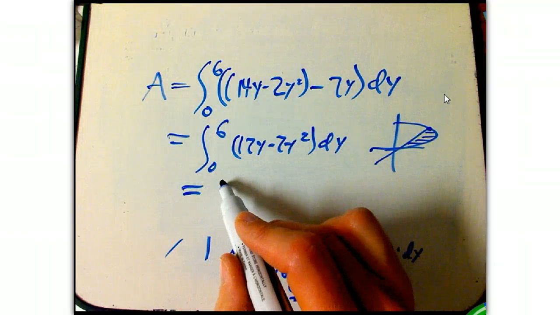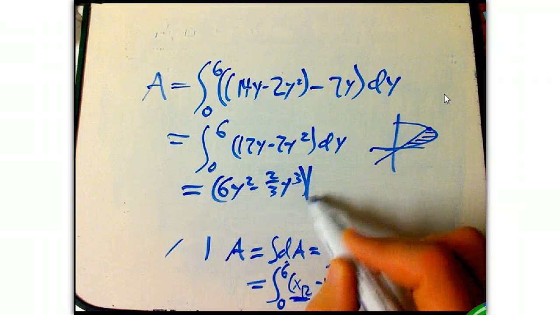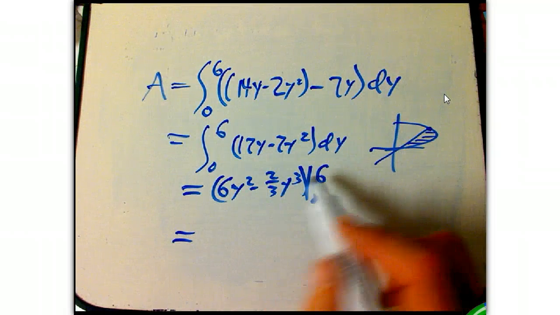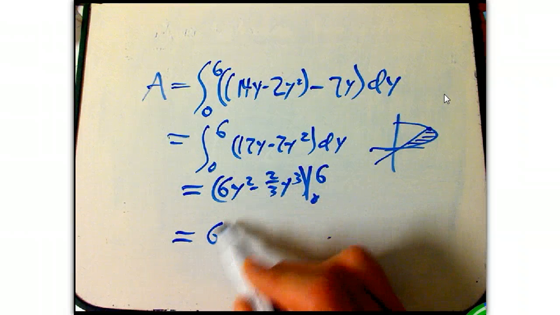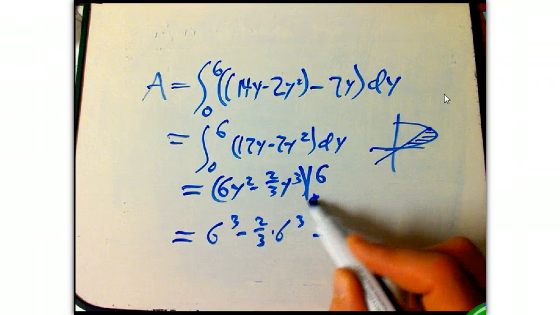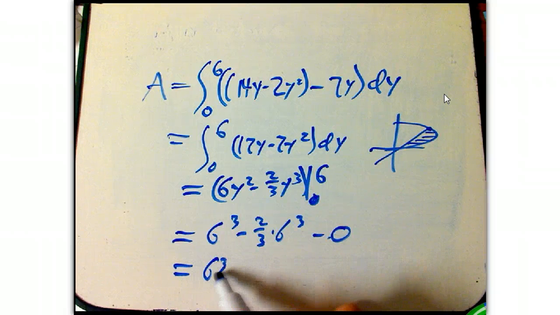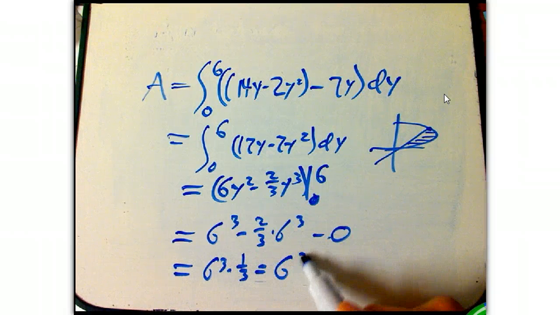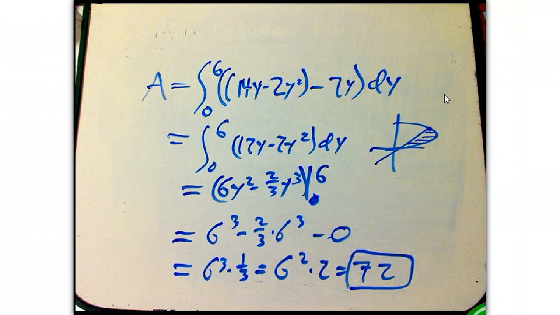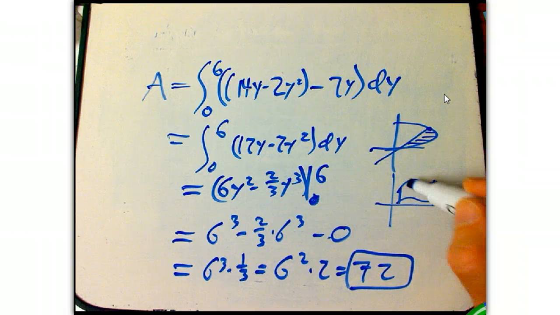And so that's going to be 6y squared minus 2/3 y cubed from 0 to 6, which is 6 cubed minus 2/3 times 6 cubed, and then minus 0 as it happens, because these guys die. And so that's 6 cubed times 1/3. I'm trying to avoid doing any hard calculations. That's 72.